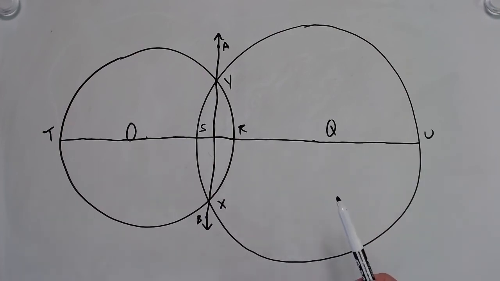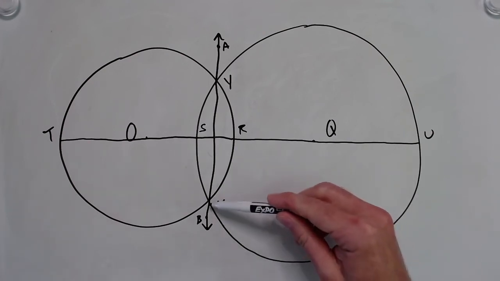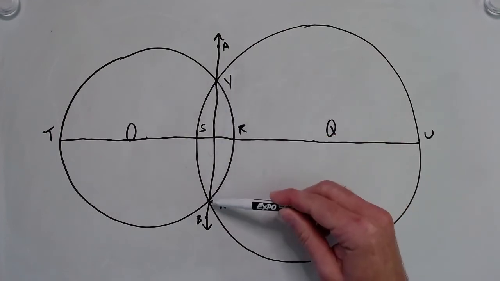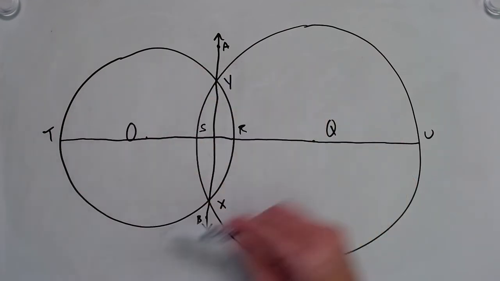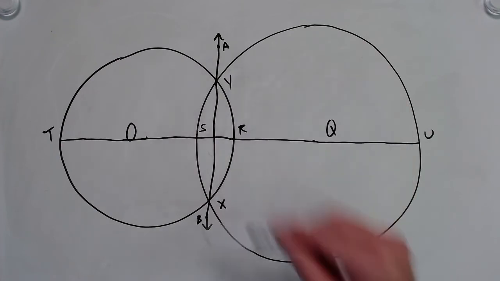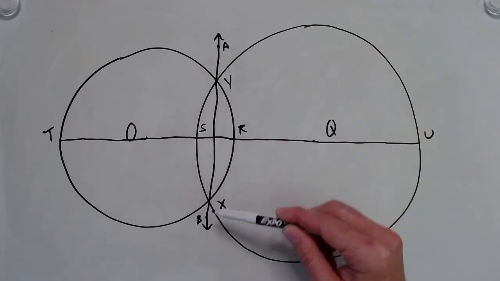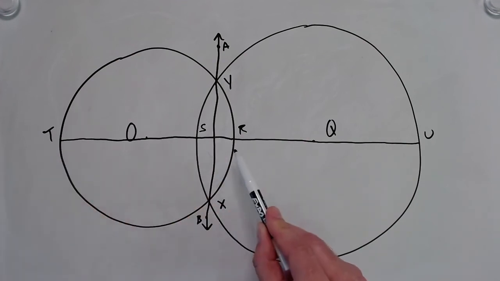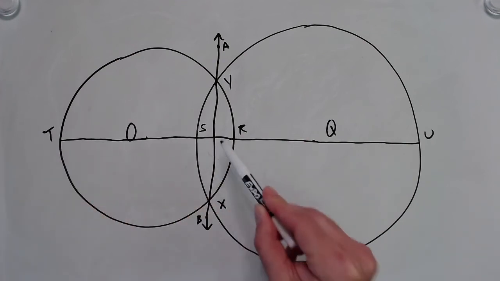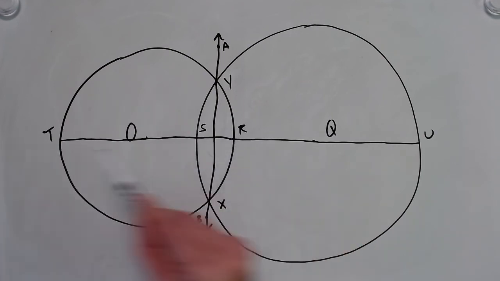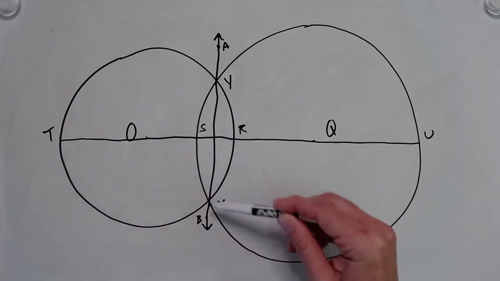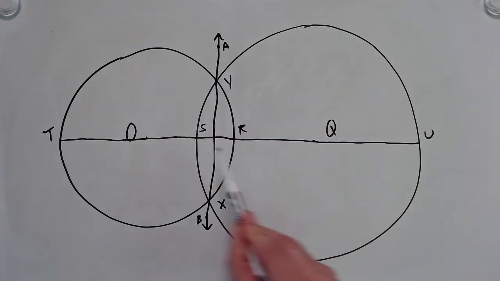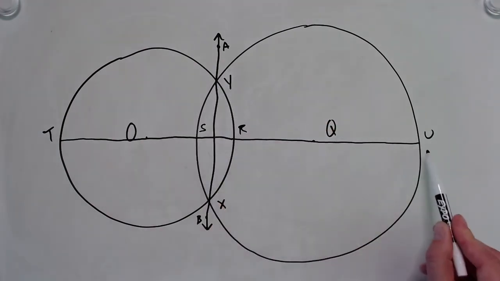How many chords do we have? Remember, a chord is a segment that joins any 2 points on a circle. So we could look at this XY, right? It's a chord of this circle, but it is also a chord of this circle. So XY is a chord. But remember, TR, we call it the diameter, but it is still a chord. It just happens to be a very specific kind of chord that goes through the center. So TR is a chord, XY is a chord, and over here, SU would be the chord on this circle.